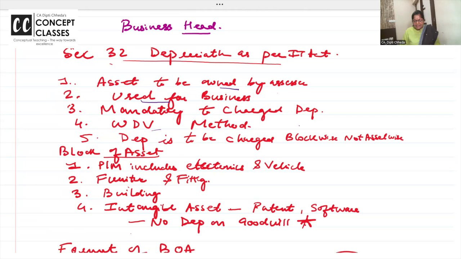Next, the general method allowed in income tax is the WDV method. In accounts we study 5-6 methods, like the unit produced method and the SLM method. In income tax, only the WDV method, except for the power sector, where some part you can follow SLM. Otherwise, the WDV. Depreciation is not charged asset wise in income tax. You charge the depreciation block wise.